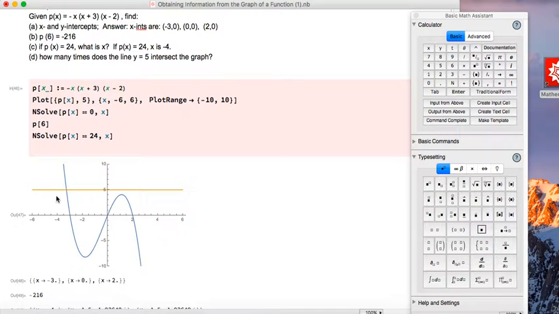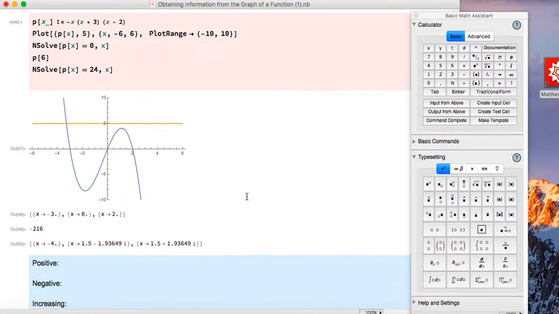Okay, so as we can see here, the graph of y equal to 5 intersects the graph once. So how many times does the line y equal to 9 intersect the graph? Only one time. I'm not typing the whole sentence, but when you answer it, you're expected to type the whole sentence.